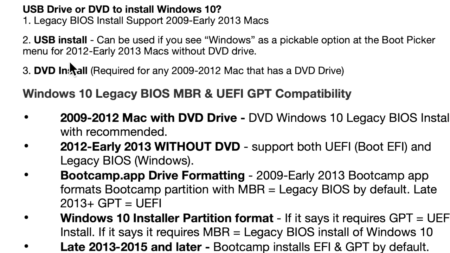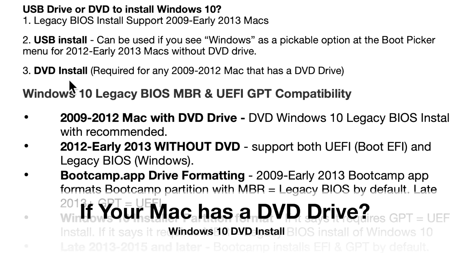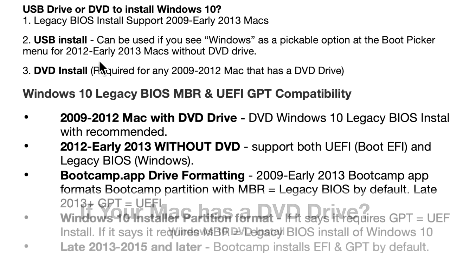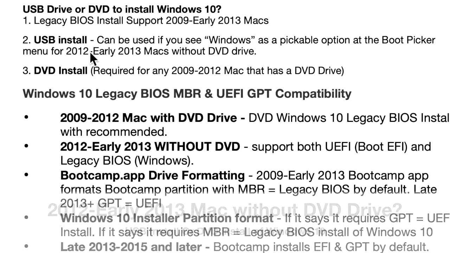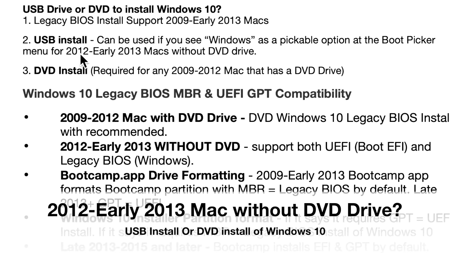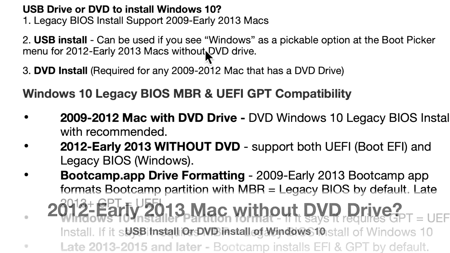Which version of Windows 10 installer are we going to use, a USB-based install or a DVD-based install? We want to try to make it as simple as possible. If your Mac has a DVD drive, then you're using the DVD version of Windows 10. If it doesn't and it's in these years, then you can use a USB-based install, but you can also use a DVD drive over USB. So let's take a look at this.